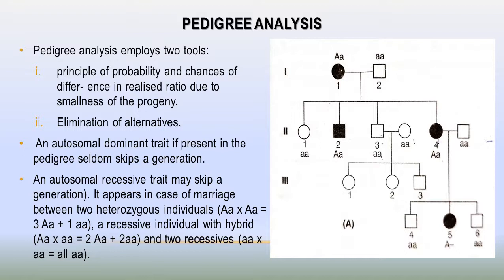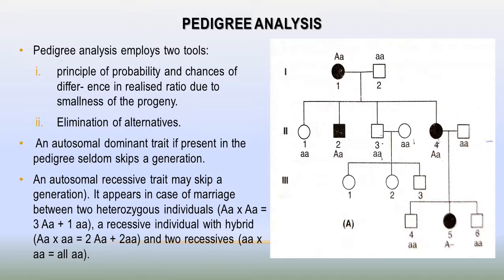These are shown in the third generation as individuals 4, 5, and 6, among them two males and one female. The two males are unaffected, so they have genotype small a, whereas the female is affected and shown by the dark circle, which has genotype capital A, small a. So this is the inheritance of an autosomal dominant trait.